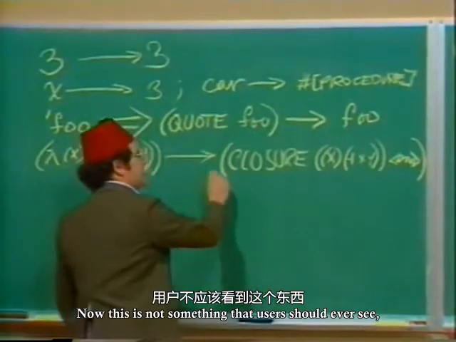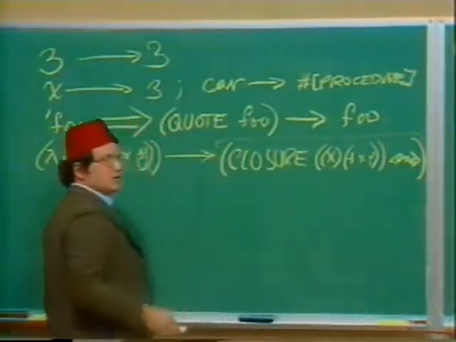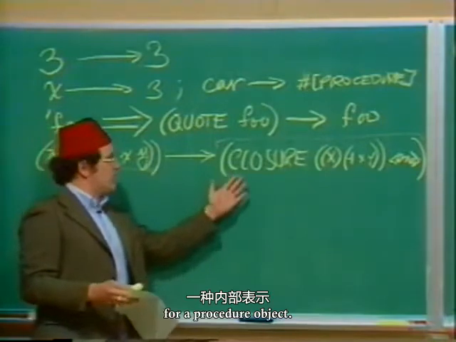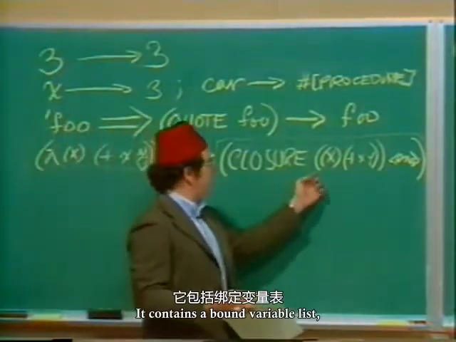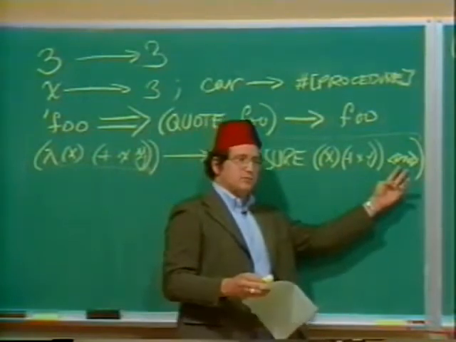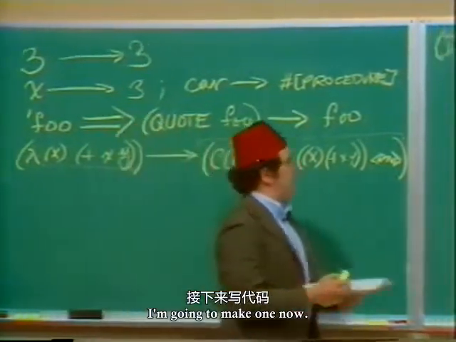Now this is not something a user should ever see. This is purely a representation internally for a procedure object. It contains a bound variable list, a body, and an environment, and some type tag saying I am a procedure. I'm going to make one now.